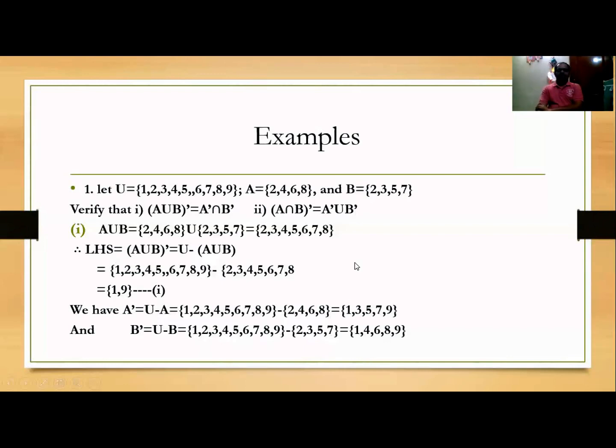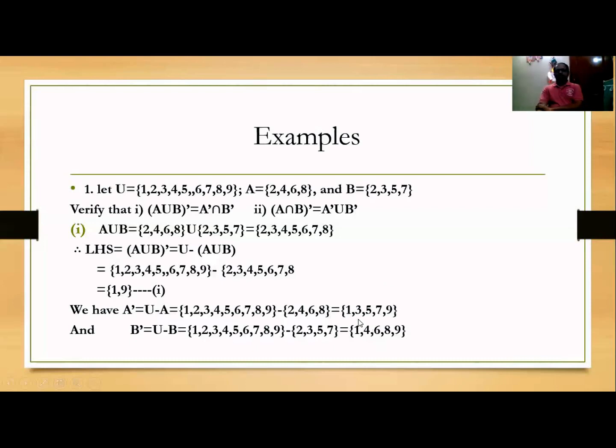What do we need to find to get the RHS? The RHS is A dash intersection B dash. In the first result we got the LHS. Now we need to find A dash intersection B dash, which is the RHS. If LHS and RHS are equal, then we say that the result is verified. So let's find the intersection of these two sets, 1, 3, 5, 7, 9 and 1, 4, 6, 8, 9. Intersection is nothing but the set of common elements in A dash and B dash, right? See the common elements between them.